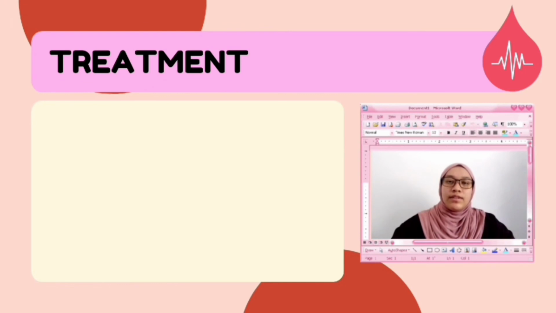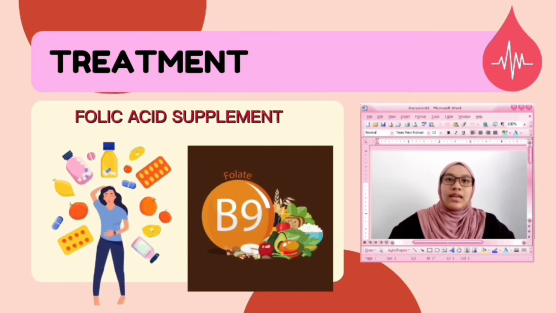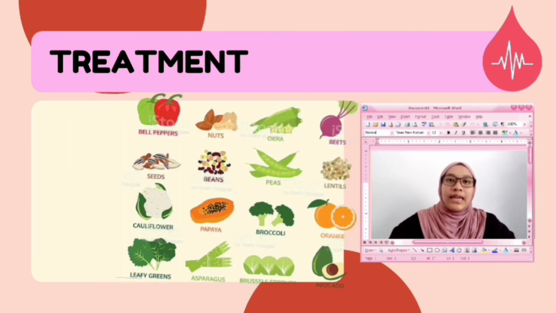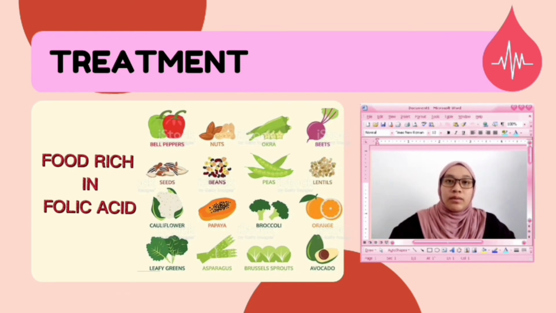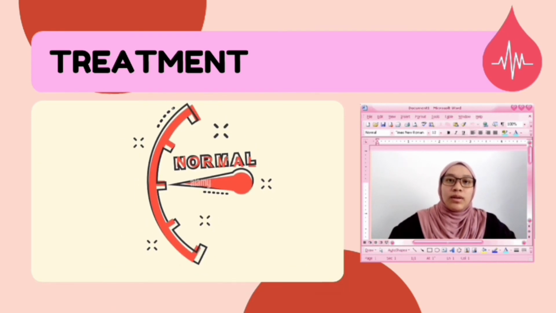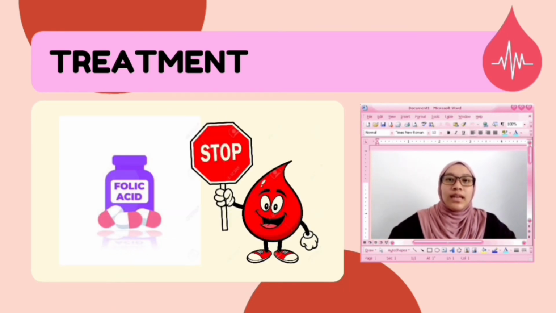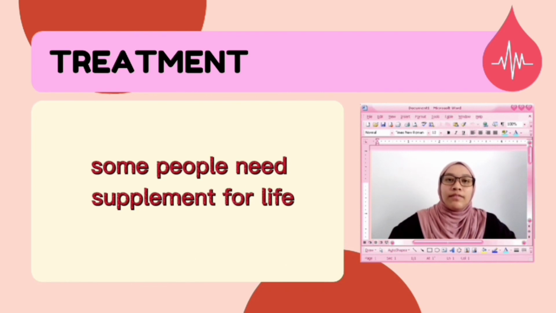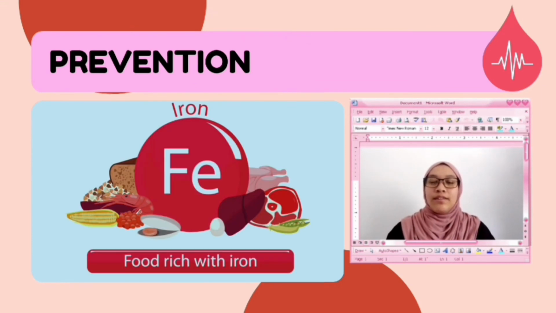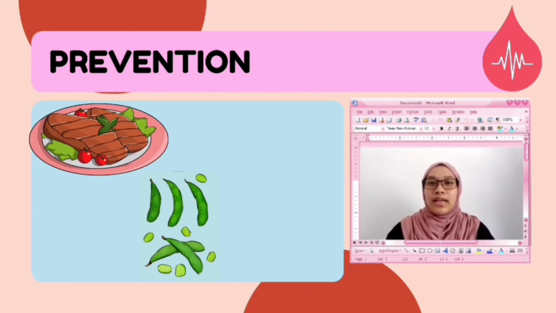Moreover, the type of treatment that they receive to cure their anemia is taking a folic acid supplement. Folate deficiency anemia is prevented and treated by eating a healthy diet. This includes foods rich in folic acid such as leafy green vegetables, nuts, enriched bread and cereals, and also fruits. The doctor will also likely prescribe the patient a daily folic acid supplement. If the folate levels return to normal, then patients may be able to stop taking it, but some people need a supplement for life.